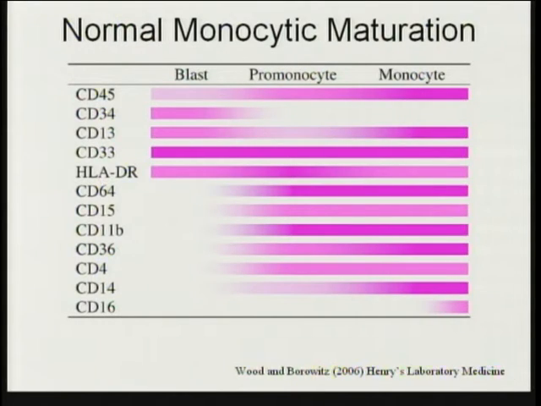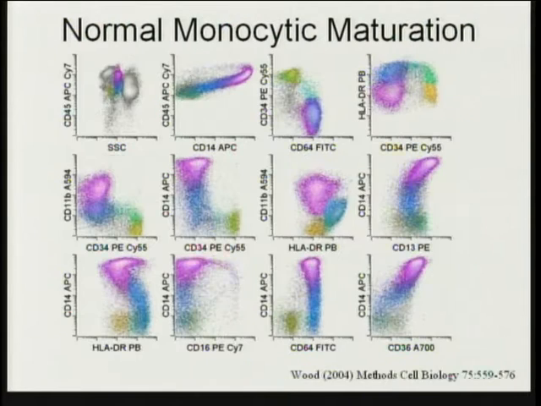Same with monocytic maturation. At each particular stage, characteristic patterns of antigen expression, which can be demonstrated very nicely using a 10-color flow cytometric experiment. So it's this detailed knowledge of normal maturation that really allows us to identify what's normal and identify what's abnormal. The same thing can be said by looking at even smaller compartments of cells.